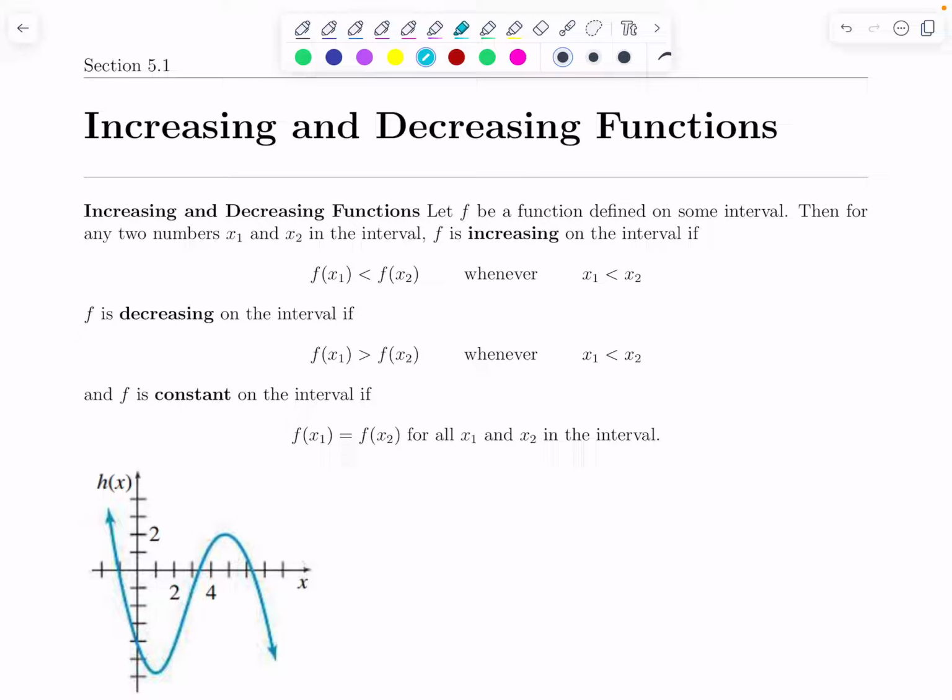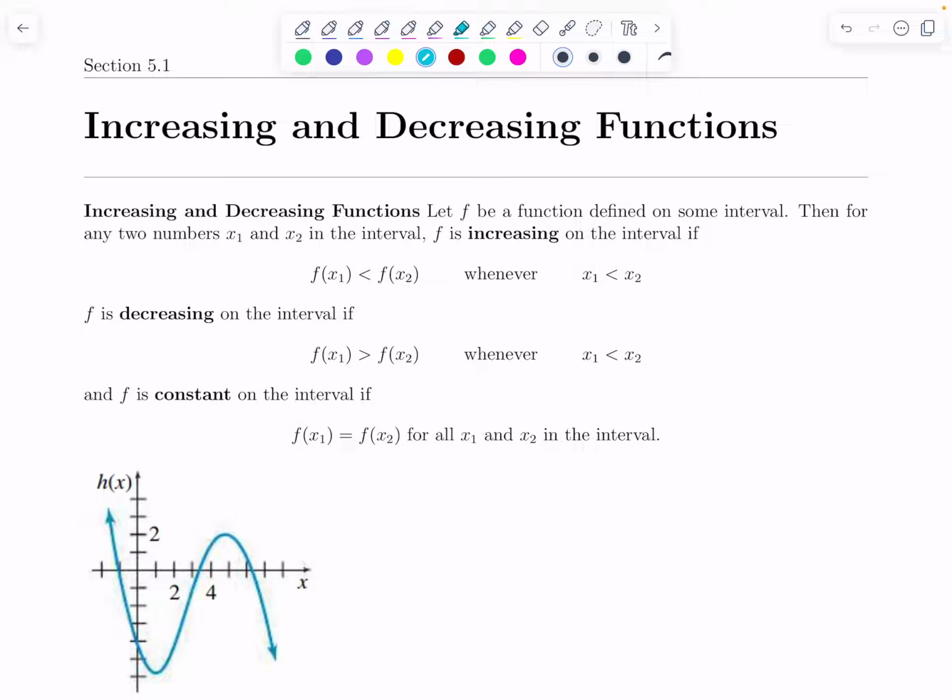This is the video lecture for section 5.1 for business calculus on increasing and decreasing functions. So let's do a quick recap of what it means for a function to be increasing or decreasing, and then we're going to get into the lesson and see how we're going to use our calculus to determine this information. So let f be some function that's defined on an interval.